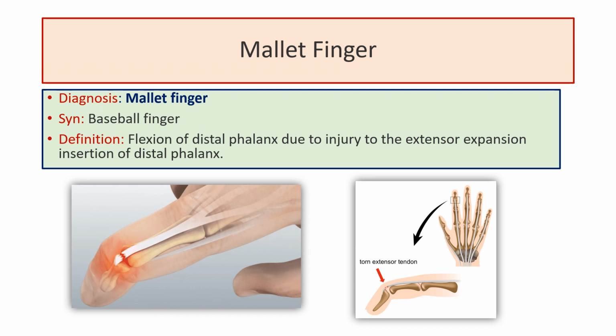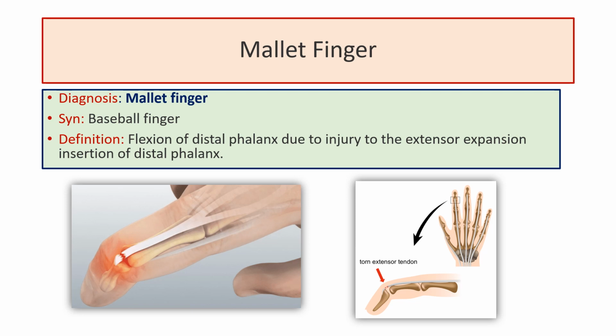It will be diagnosed as a case of mallet finger, and the other name for the mallet finger is the baseball finger. It can be defined as flexion of the distal phalanx due to injury to the extensor expansion which is inserted into the distal phalanx. So it's an injury to the extensor expansion of the finger.